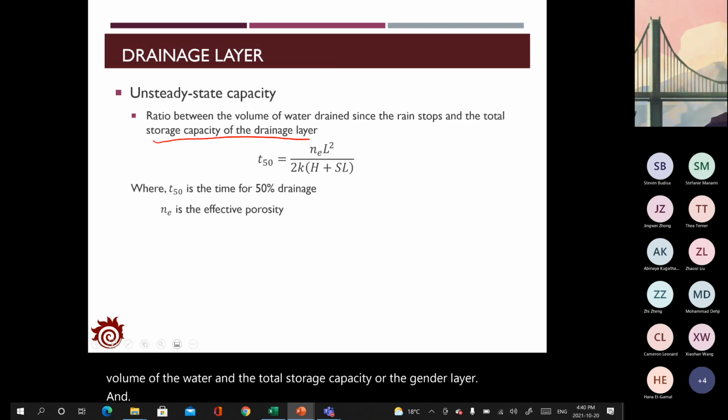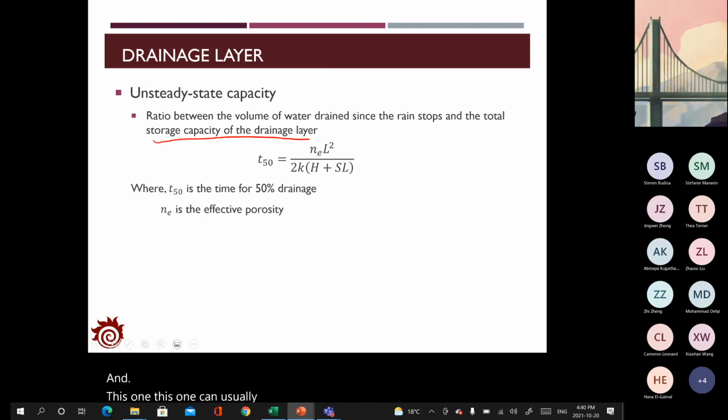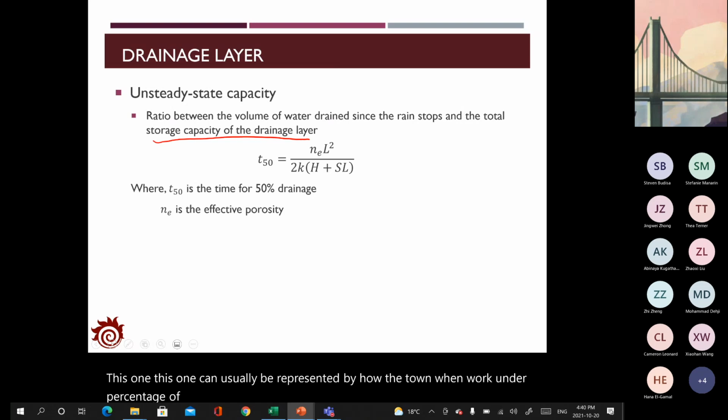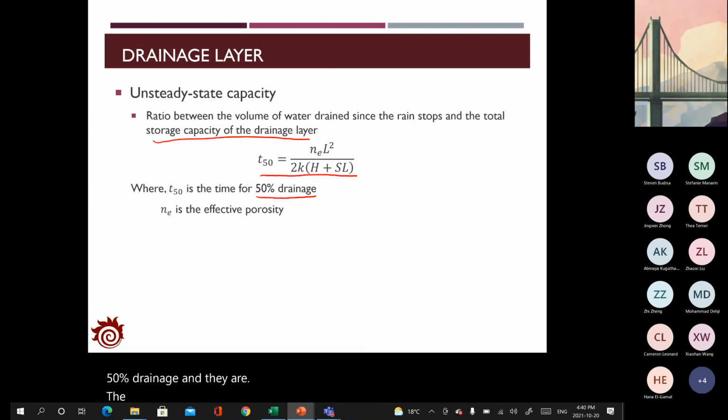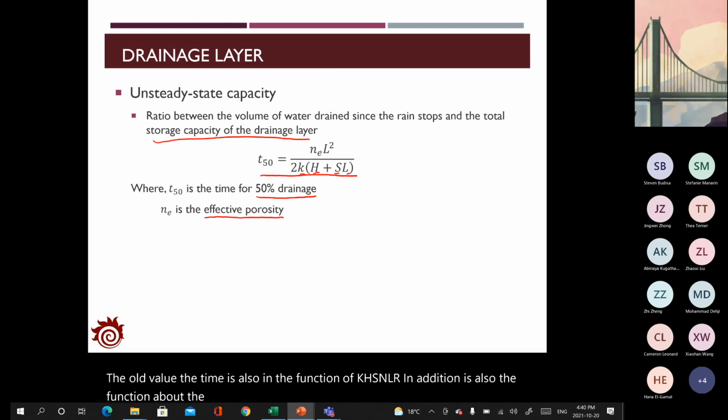And this can usually be represented by the time when a certain percentage of the water can be drained. This equation shows the time of 50% drainage, and the time is also a function of K, H, S, and L. In addition, it's also a function of the effective porosity of the drainage layer. So there will be 5 parameters to determine the time for 50% drainage.